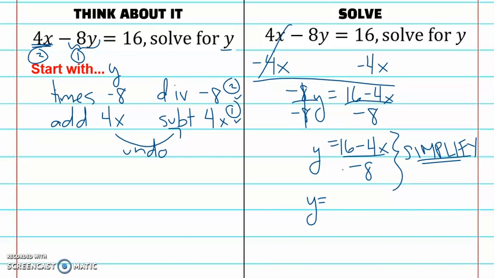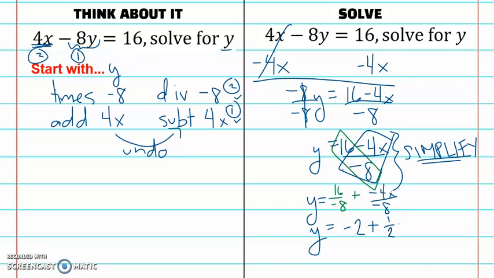To simplify, in case you've never done this before, you keep the denominator and just break apart the numerator. So I have 16 over negative 8, and then I have negative 4x over negative 8. And then I simplify those. 16 divided by negative 8 is negative 2. Negative 4 divided by negative 8 is positive 1/2 times x, don't lose the variable, and that is my simplified form. Yep, threw on another layer.